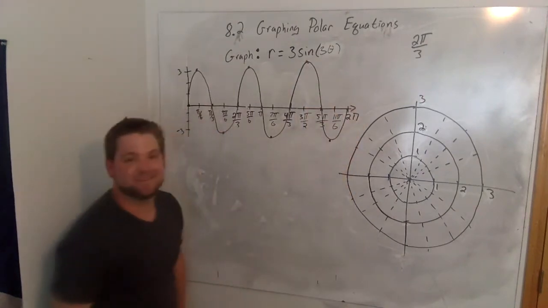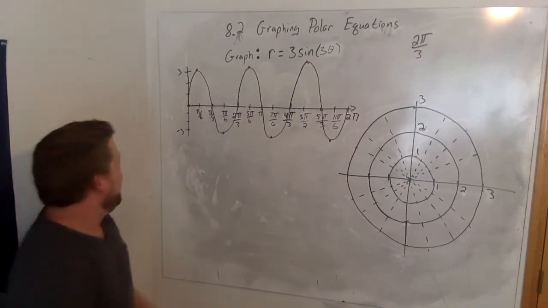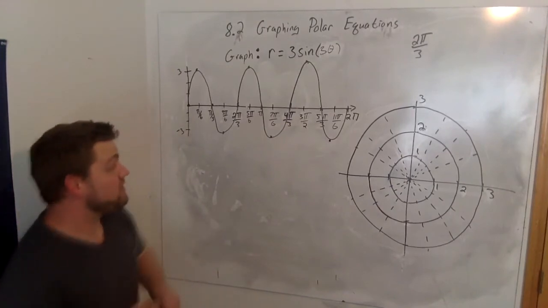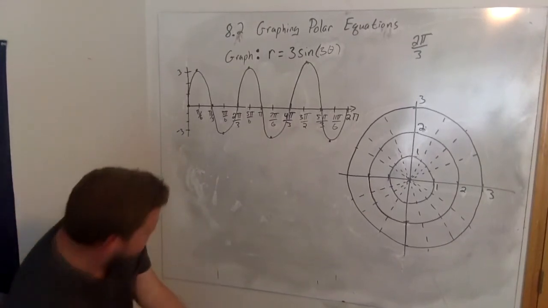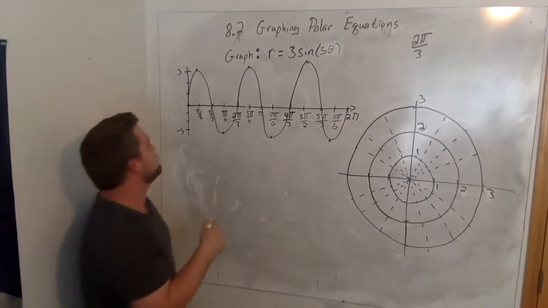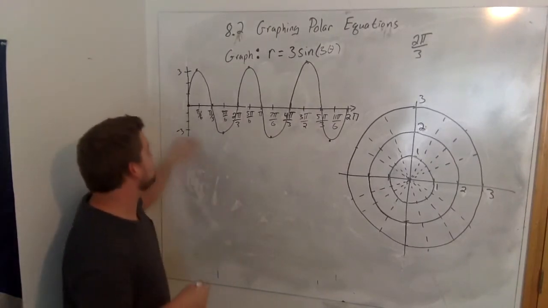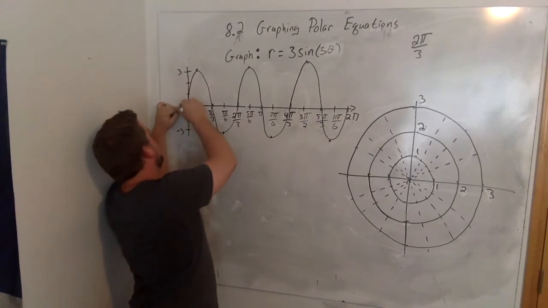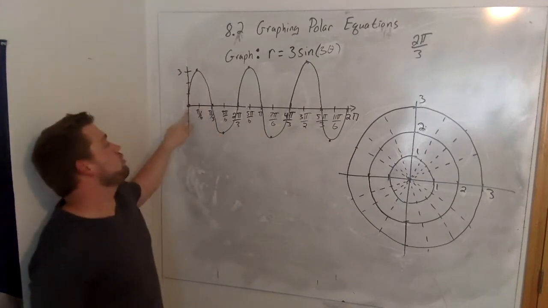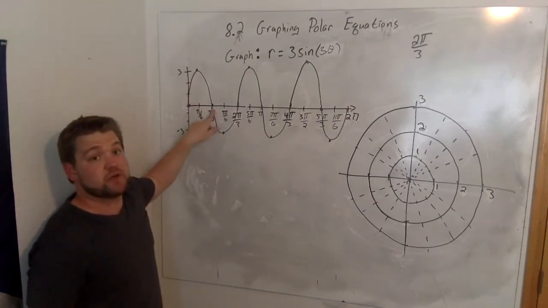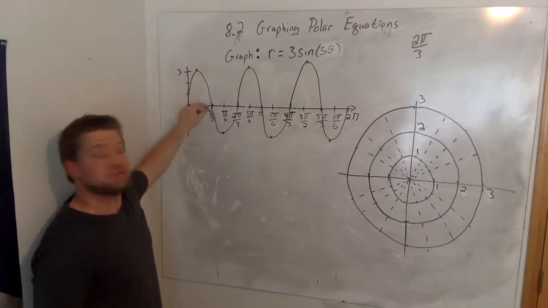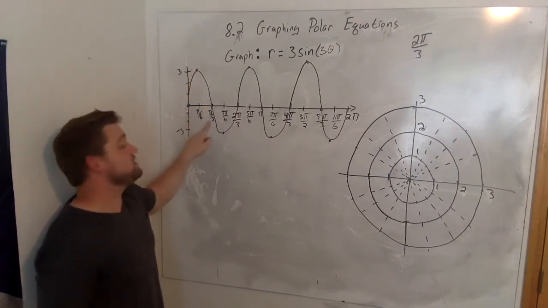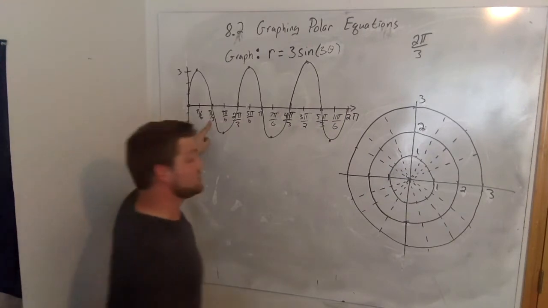Okay, there we go. So it looks like we could have quite a few leaves in this problem. Let's take a look. For the very first one, we should notice that when we go between 0 radians and pi over 3 radians, the radius goes from 0, gets all the way to 3, and goes back to 0. So between 0 radians and pi over 3 radians, we're going to get a leaf.